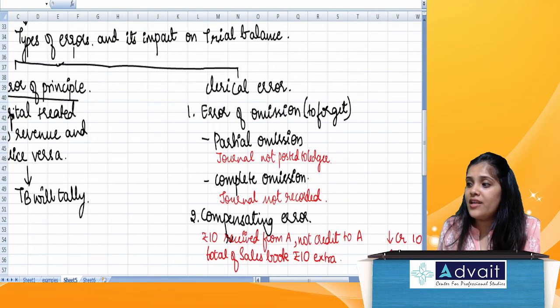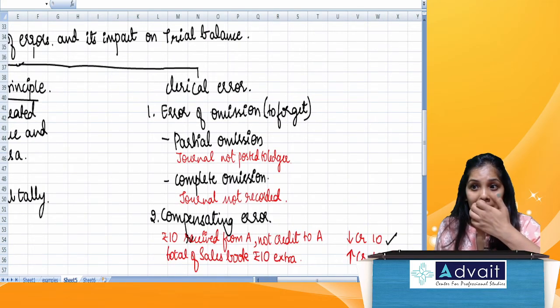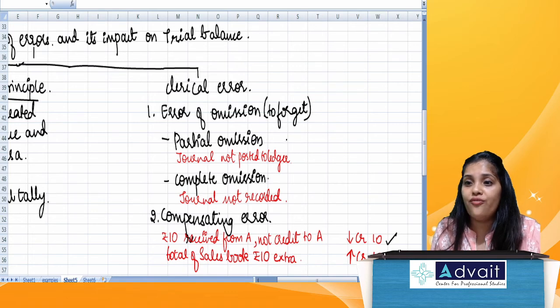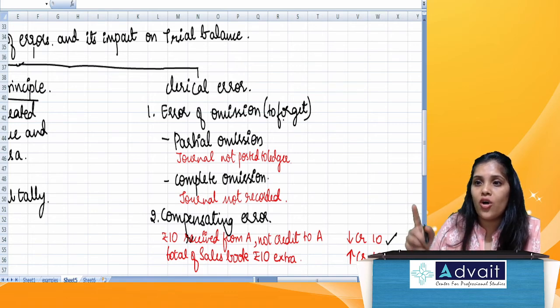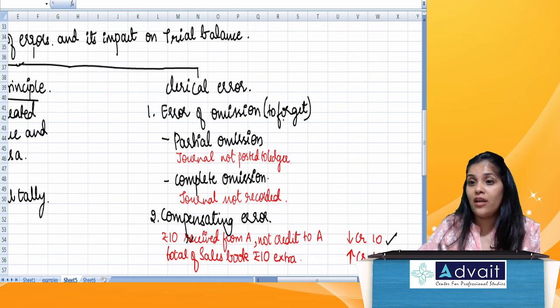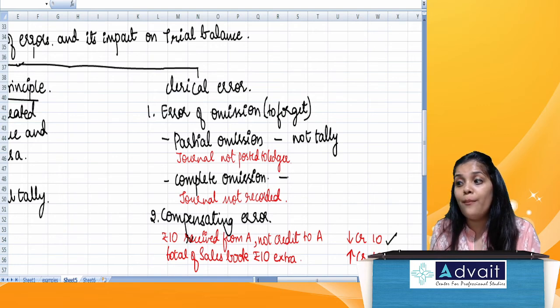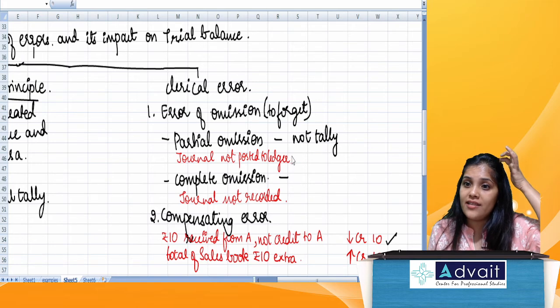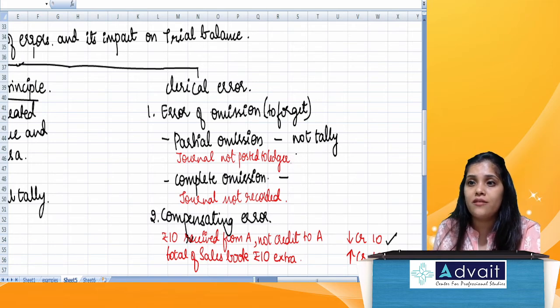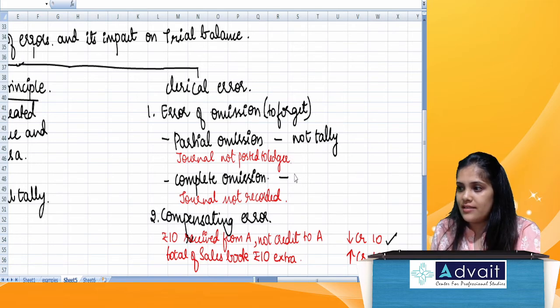If it is an error of omission, partial omission, meaning you forgot, either you forgot journal to ledger or you posted one side and didn't post the other, then will the trial balance tally or not tally? Not tally. Very good. And in complete omission, fully omitted, will the trial balance tally or not? Tally. Yes. Very good.